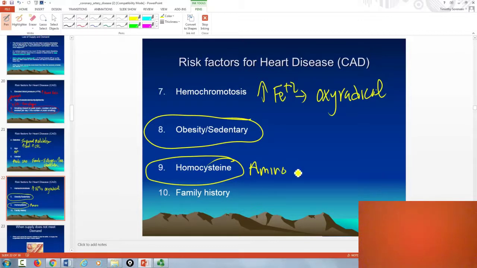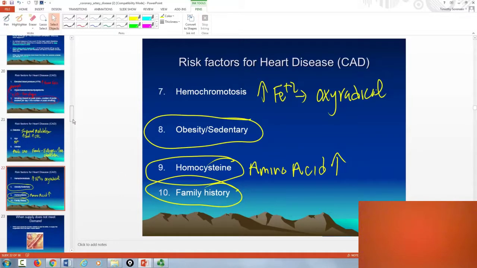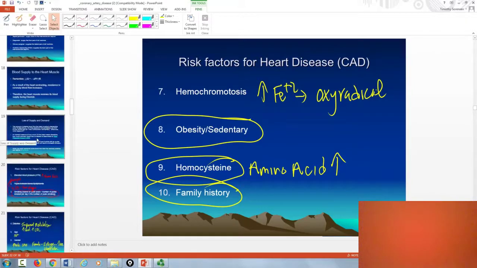And you don't get it in your diet. It's basically formed through metabolism. But high levels of homocysteine in the blood can actually damage the inside of the vessel. And then obviously family history. And this is probably the strongest indicator of whether or not you're going to get heart disease, is there's a genetic component to it.